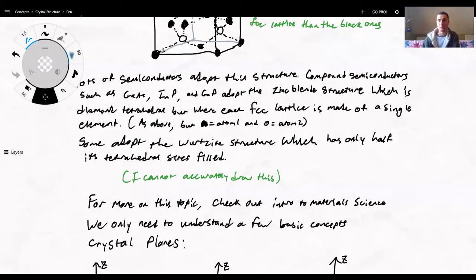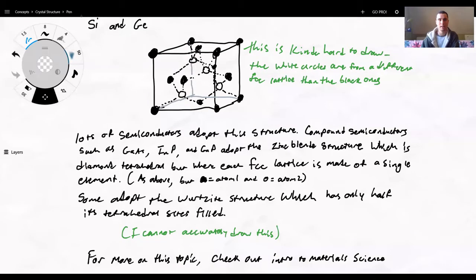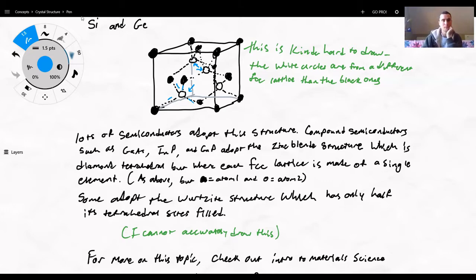So then there's others which adopt, say, the Wurtzite structure, which only has half of its tetrahedral sites filled, which is really hard to draw. But imagine, take this and, I think it's like taking that one and that one out, something like that. It's a little difficult to draw, but suffice it to say that only half of its tetrahedral sites, which by the way are these sites. These are the tetrahedral sites, because if you notice, look, there's 1, 2, 3, 4. It forms little tetrahedra inside there, which is why they're called tetrahedral sites. So half of those aren't filled in a Wurtzite.